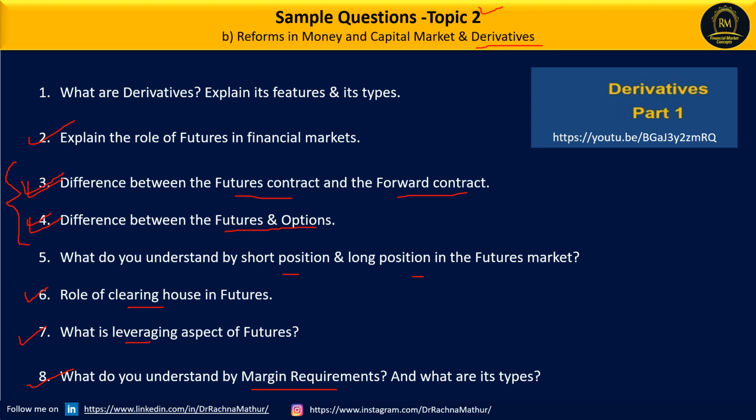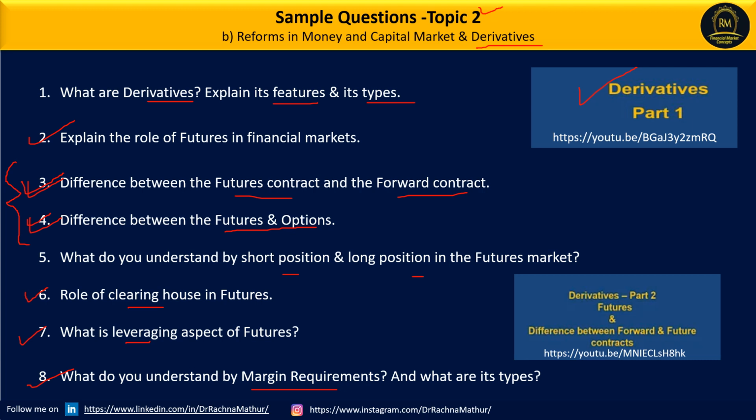For this topic, you can see the video Derivatives Part 1 where I have explained what are derivatives, its features and types, and Part 2 where I have given a detailed explanation of the difference between forward and future. I have also talked on the clearing house role, leveraging aspect of future and margin requirement. So you can get it all from this video. Try to understand it and learn it very nicely because these are very, very important questions.